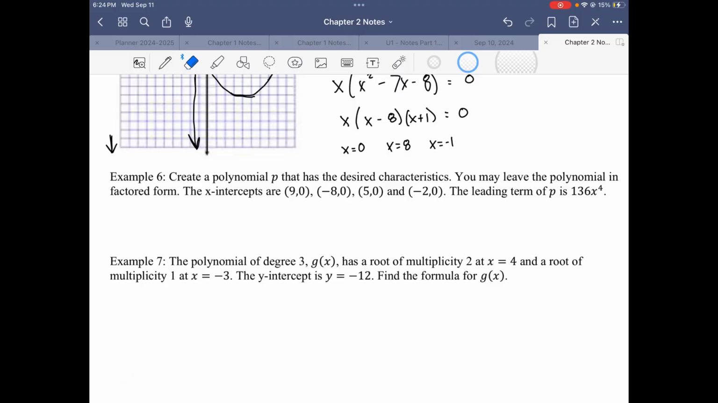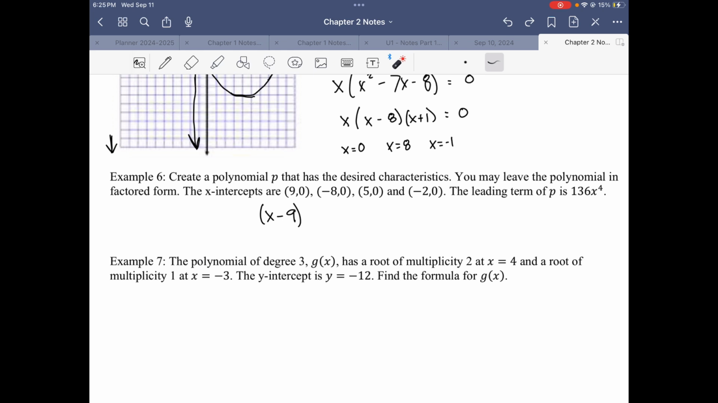Next, it's asking us to create a polynomial just given some word descriptions. So it's telling us that the x-intercepts are at (9, 0), (negative 8, 0), (5, 0), (negative 2, 0), and that the leading term of p is 136x to the 4th. Mostly this is important because this to the 4th power tells me that the multiplicity of each of these is 1. Because if it's only to the 4th as its leading term, it can't have more than 4 factors or more than 4 multiplicities. So we're just going to jump in then.